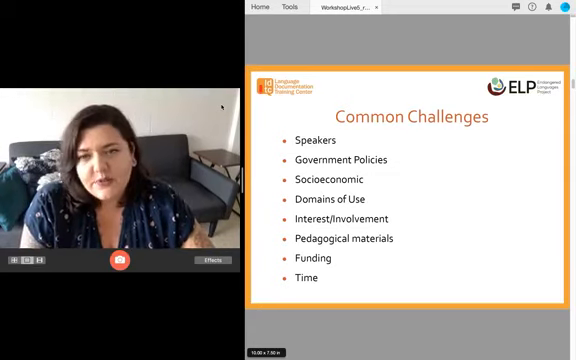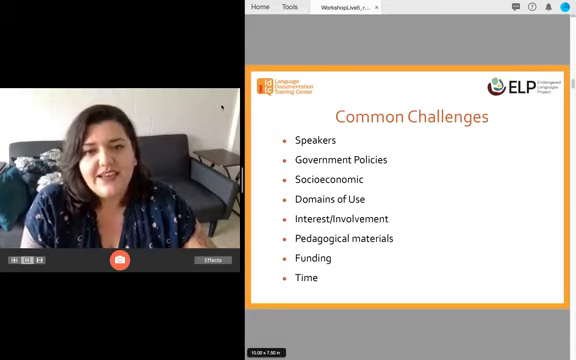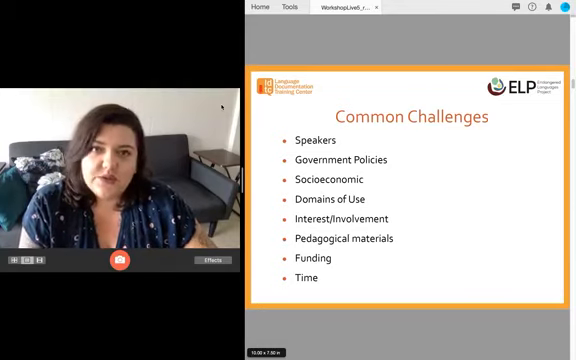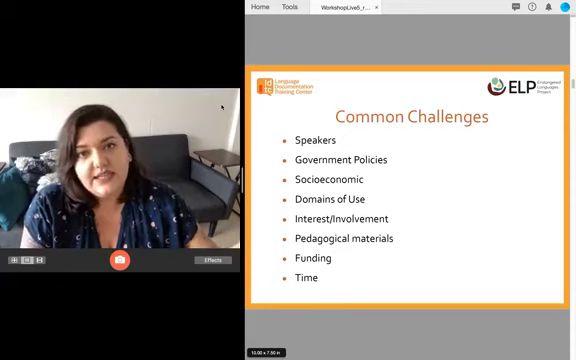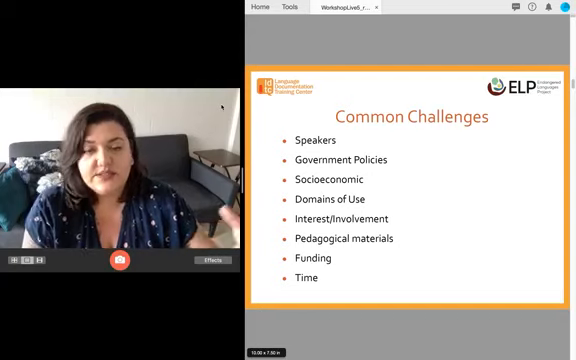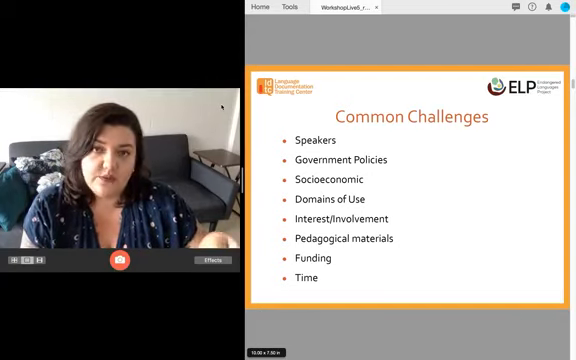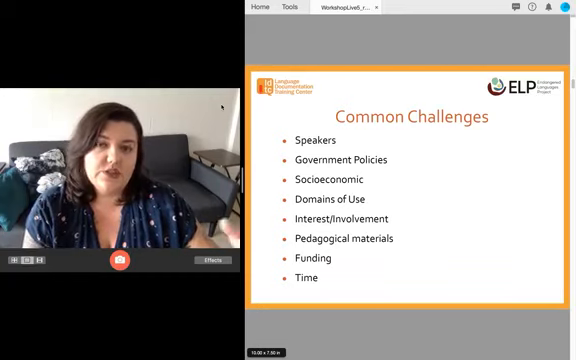Also, we have domains of use. We touched briefly on that on the last slide. Places where the language can be used. If it's only used in the home or only in a school setting, that's a very limited domain of use. And so you want to reestablish those domains of use outside of those areas where the language is actually being reclaimed and broaden the ability to use the language.